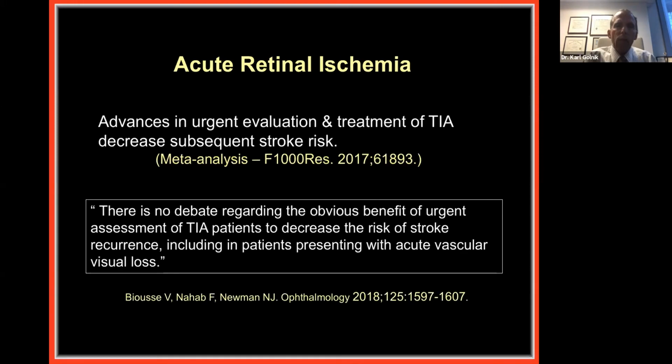And there's been at least one meta-analysis published a couple years ago where they looked at a great number of studies, and advances in urgent evaluation and treatment of TIA, transient ischemic attack, decrease subsequent stroke risk. So in this meta-analysis, there is no debate regarding the obvious benefit of urgent assessment of TIA patients to decrease the risk of stroke recurrence, including patients presenting with acute vascular visual loss. So this is just as important and just as urgent as brain infarction.